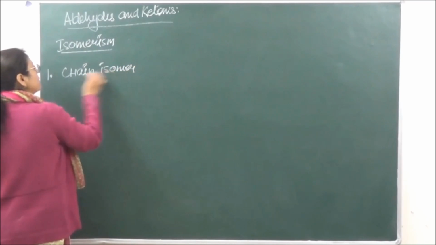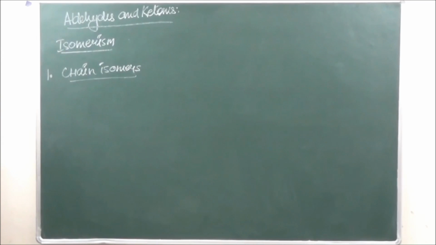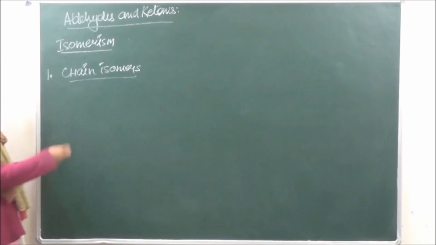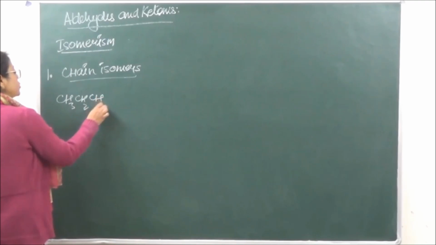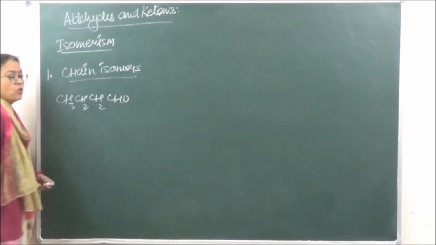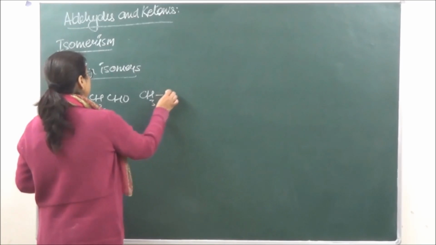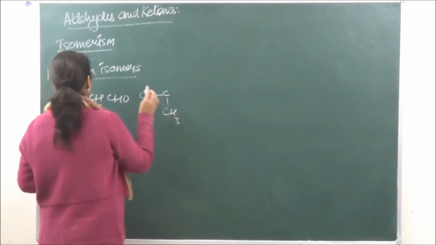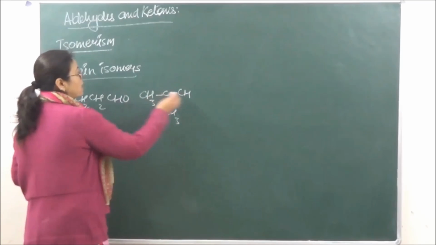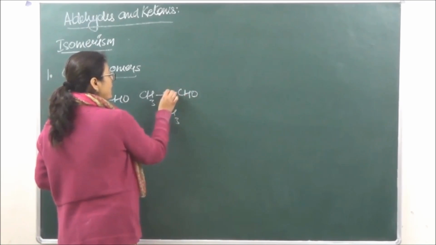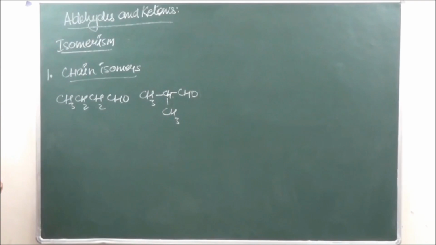The first one is chain isomerism. Chain isomerism में क्या होगा? The chains are going to be different. जैसे we have CH3, CH2, CH2, CHO. This is known as butanol. And if we have CH3, C, CH3, C, how many? 1, 2, 3, 4 carbon atoms. CHO, and we have H over here. So this is going to be 2-methyl propanol.